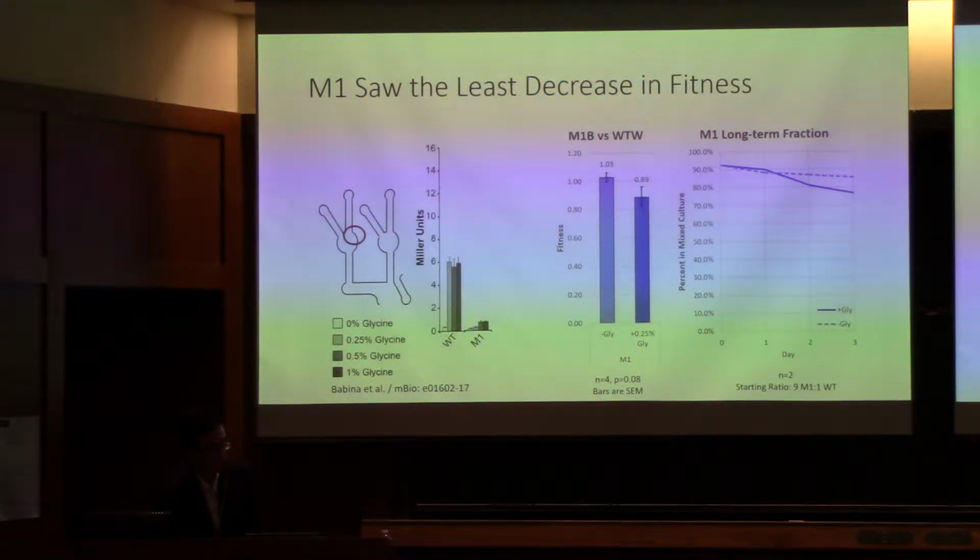For the long-term experiment, we see the effect of the mutation more clearly. We started out with a 9-to-1 ratio of mutant to wild type, and throughout the span of the experiment, the ratio decreased, meaning that the wild type was starting to outcompete the mutant.